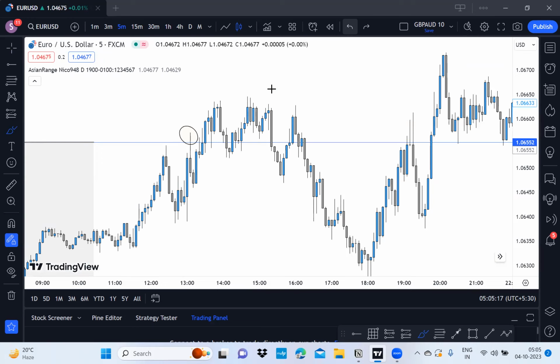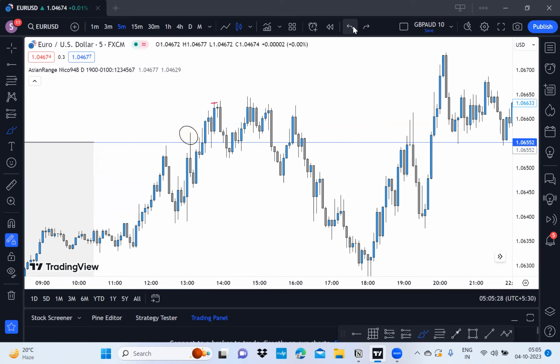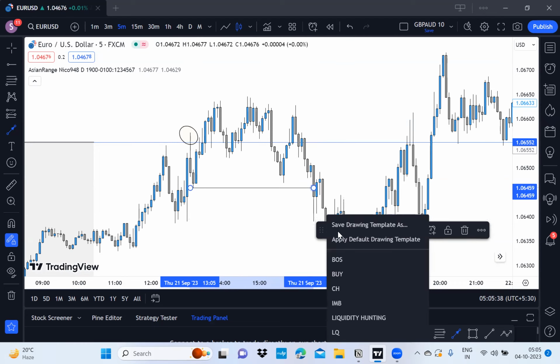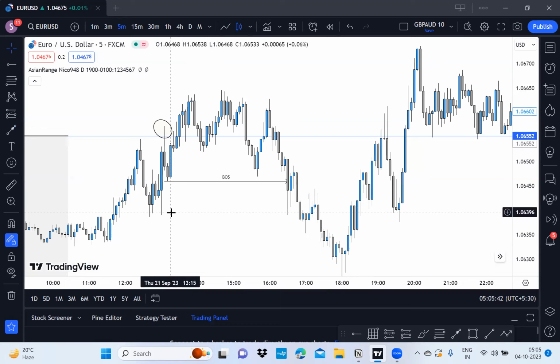But until then, we will not consider this. So now we can see that this is the highest point and its previous low is here, this one, right? This is the previous low. So what we do is, when market breaks this previous low, we will consider this as our break of structure. Once break of structure is done, what we have to do?